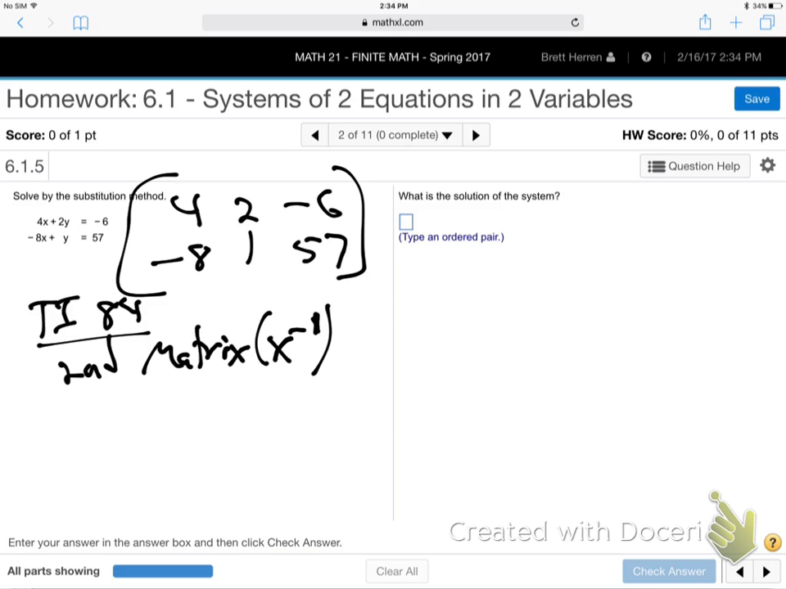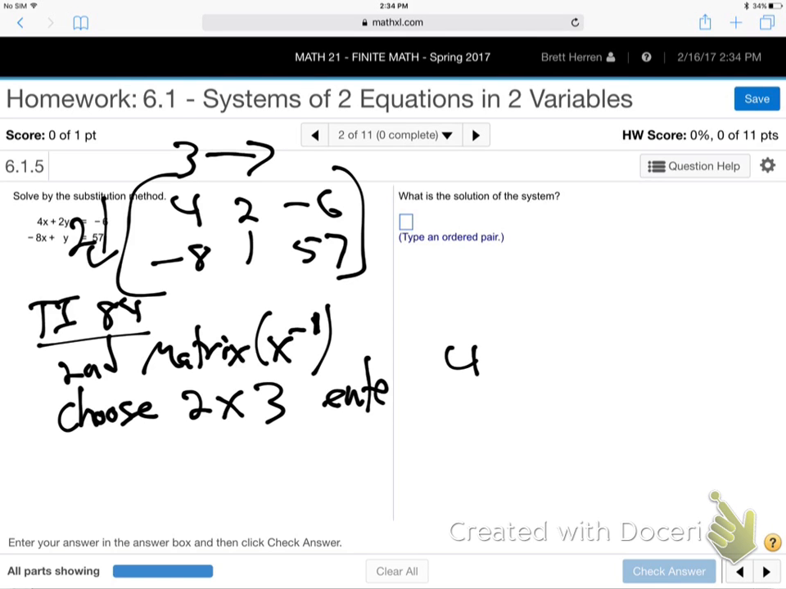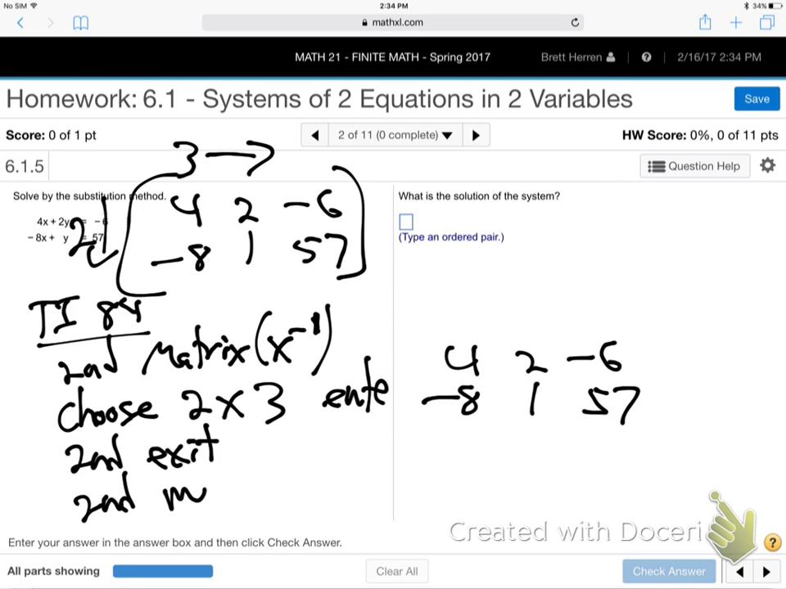So let me go back to the screen. Let me write out for us. Make sure. So we hit second matrix. Went in there. We choose a 2 by 3 because it's 2 down, 3 across, and enter the matrix 4, 2, negative 6, negative 8, 1, 57, and then hit second, quit, and then go back into second matrix, and then what do we do?